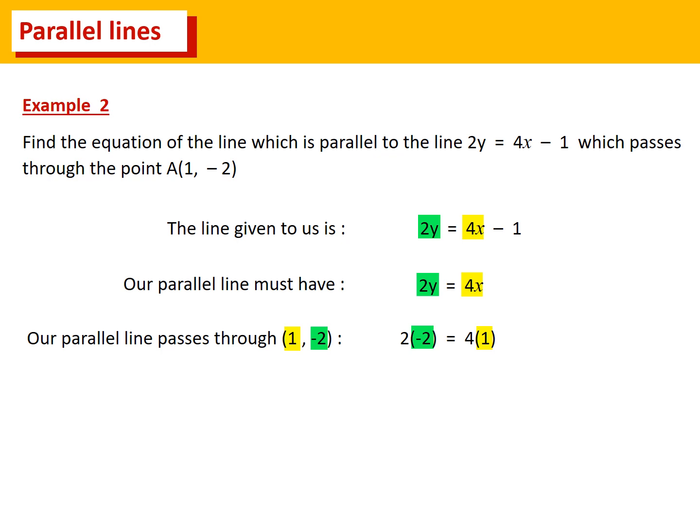Now, that gives us negative 4 equals 4, which clearly it doesn't. So what do we need to do over here to balance up this equation? Negative 4 equals 4. We need to subtract something from this right-hand side to give us negative 4. And in actual fact, we have to subtract 8. So let's just check that. 4 subtract 8 is negative 4. That is correct now. And therefore our equation is 2y equals 4x subtract 8.